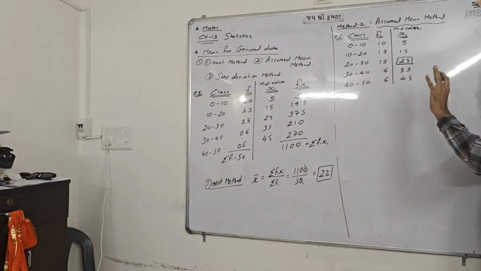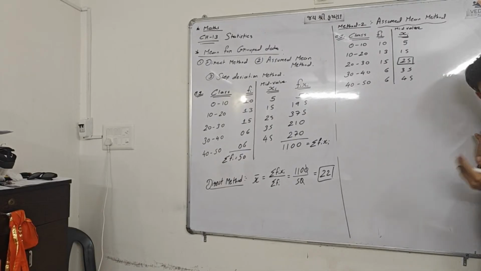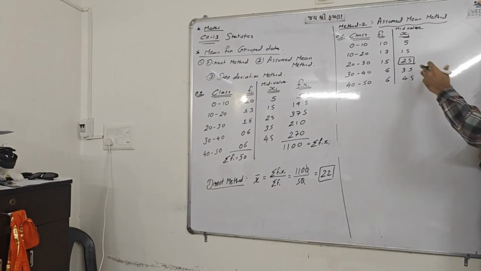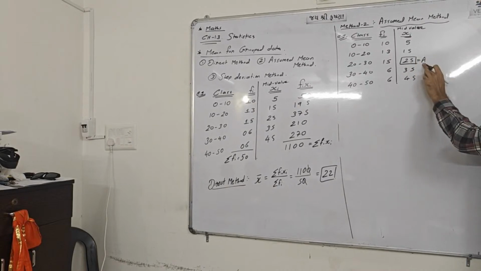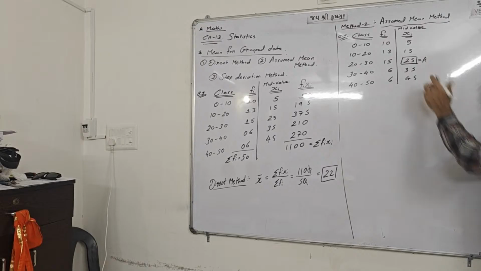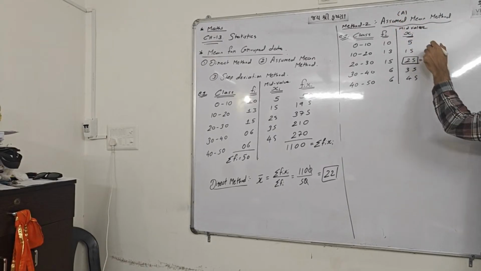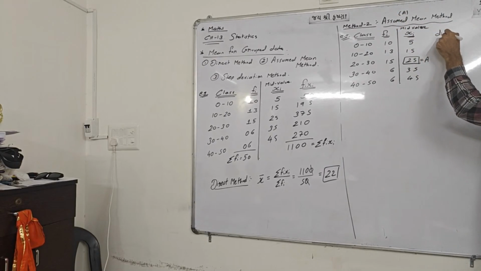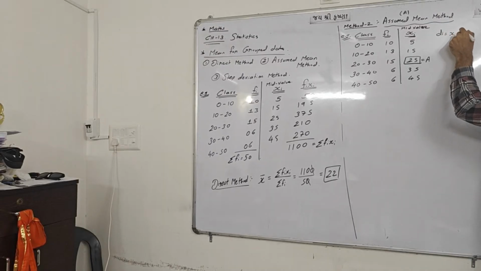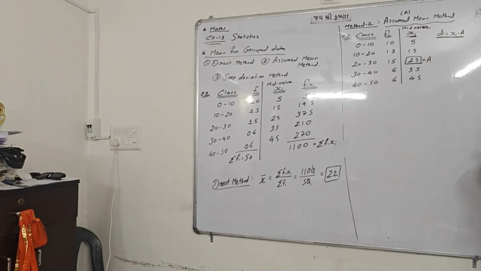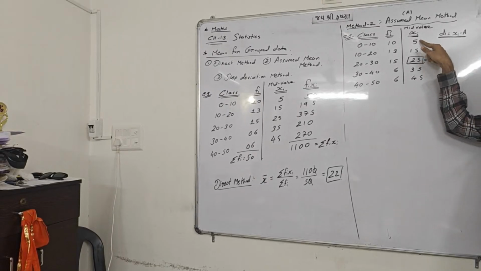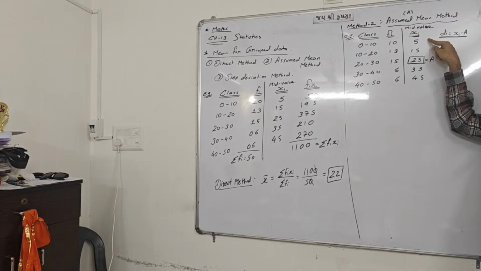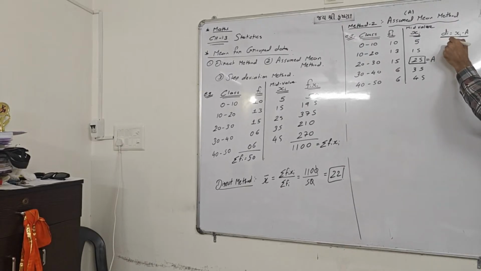अगर मैंने 5 सिलेक्ट किया होता तो कोई प्रॉब्लम नहीं है, आंसर तो आएगा ही. But it is easy to select this value, A. This A is called as assumed mean. Then you have to find out the deviation, that is xi minus A. Now if I find xi minus A, 5 minus 25, minus 20.